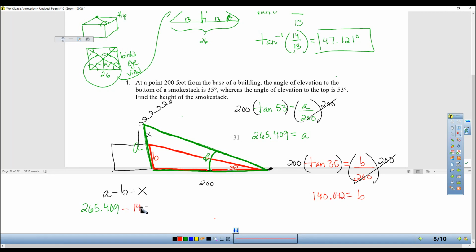265.409 minus 140.042, and that will give me my x. So A, this entire distance, was 265 minus the 140, and that's going to give me my x. Let me do that on my calculator real quick. Sorry, you have to wait. And I got 125.367. What do we have? Feet.